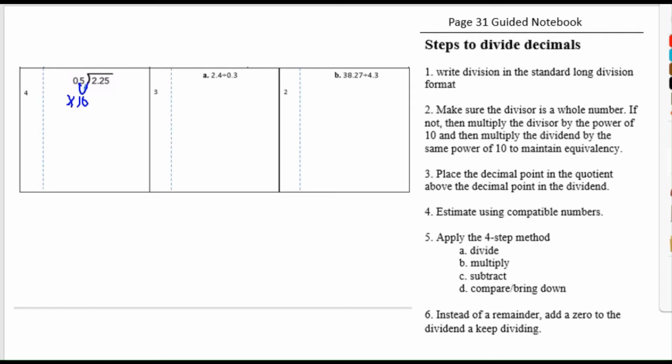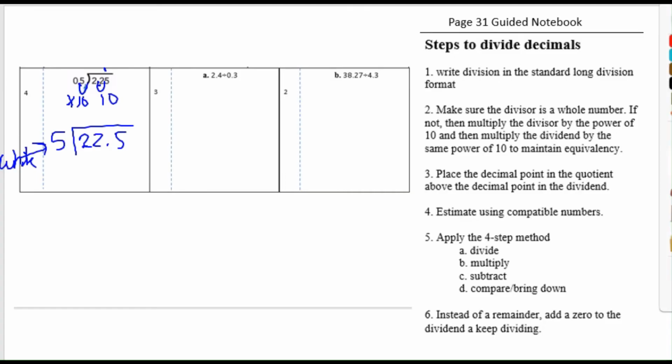So since we multiplied the divisor by 10, we have to multiply the dividend by the same power of 10. So now our decimal point is between the 2 and the 5. I'm going to rewrite this as 22 and 5/10 divided by 5. Now my divisor is a whole number. You have to make sure your divisor is a whole number. Now I'm ready to move on to step 3.